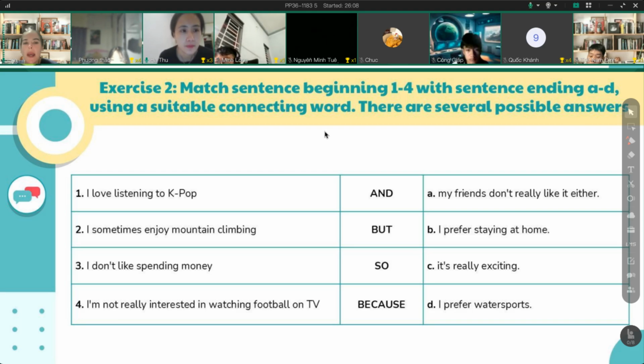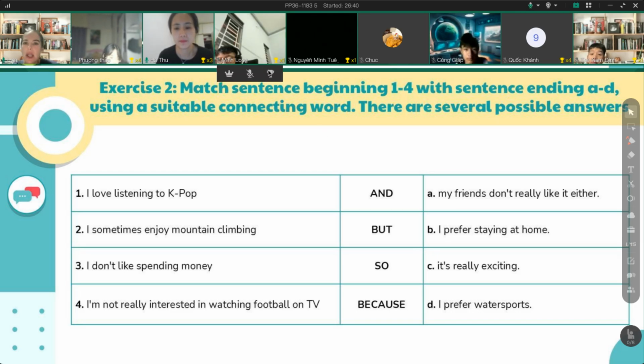I sometimes enjoy mountain climbing, but I prefer water sports. Yes. So the person is saying, I sometimes enjoy mountain climbing. And then they're also contradicting their idea by saying, but my favorite is actually water sports. Okay, that's perfect too.